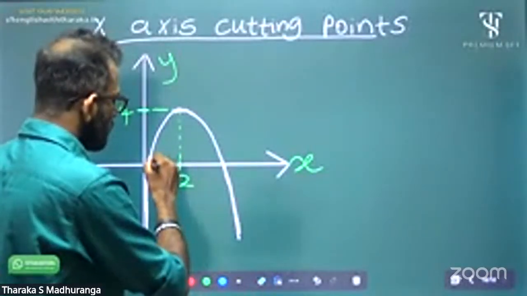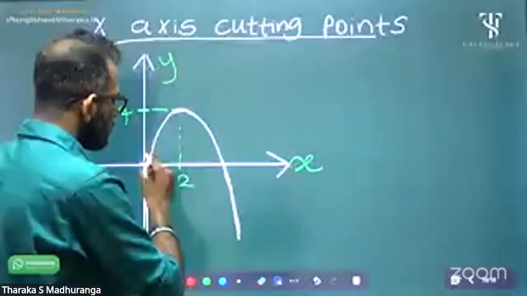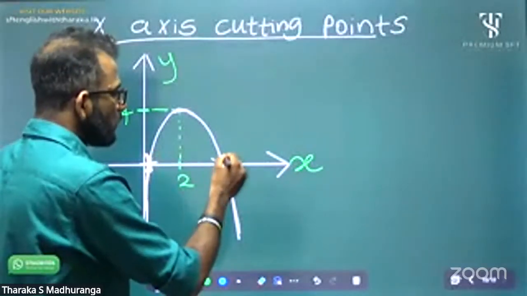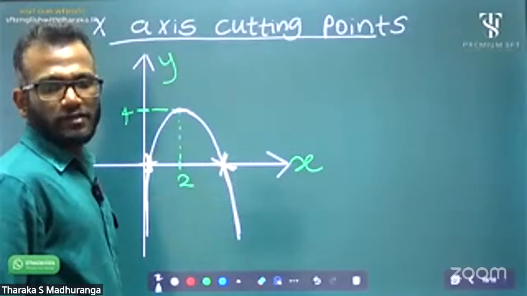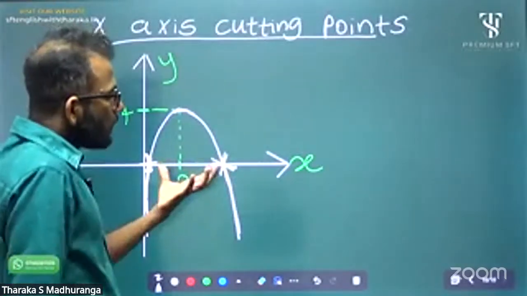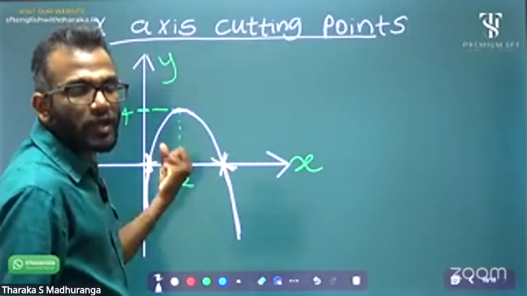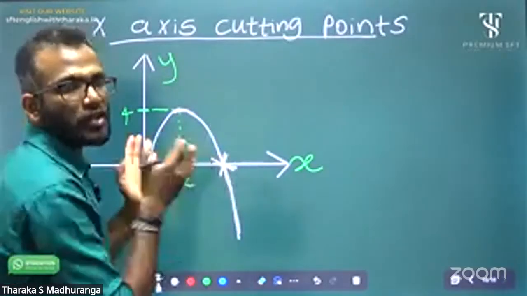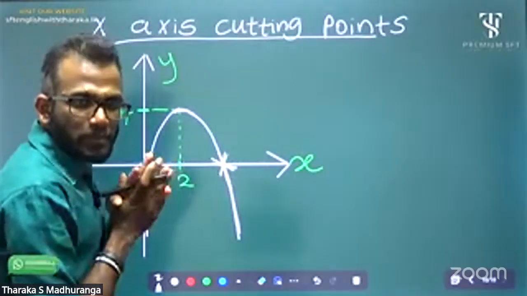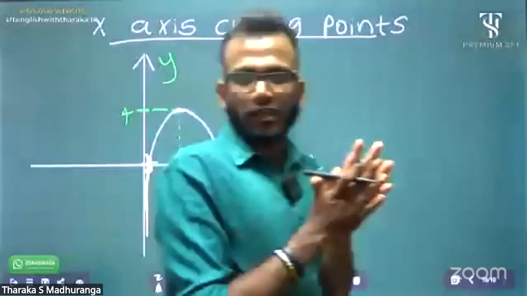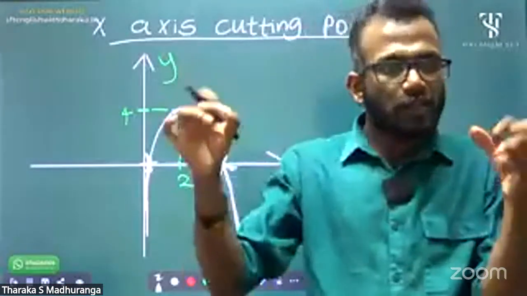Okay, this is one cutting point. This is one point that cuts the x-axis. This is a second point that cuts the x-axis. If you can find these two values, you can easily draw a sketch diagram of any quadratic function when the equation is given.